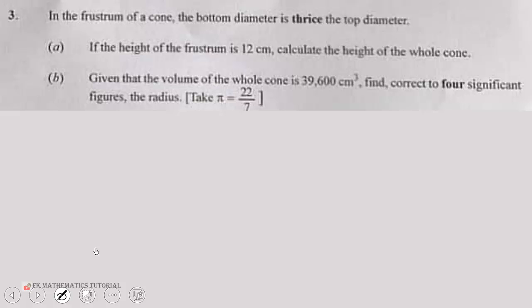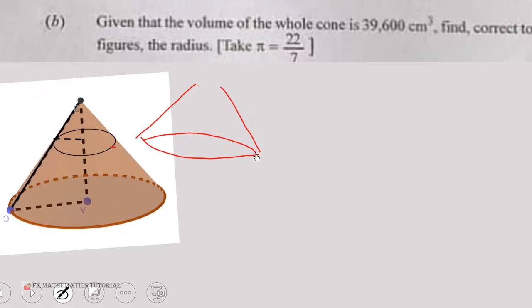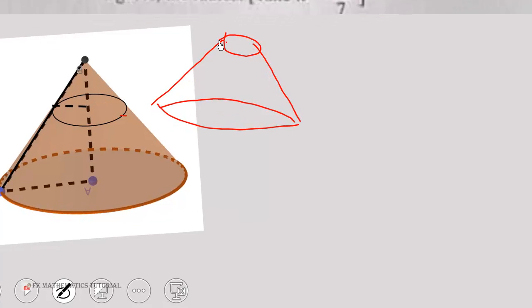So the frustrum of a cone means a cone that is cut at the top. So like this is the cut. When it is cut like that, we have something like this. So this is the frustrum of the cone. So in that frustrum, we have something like this.